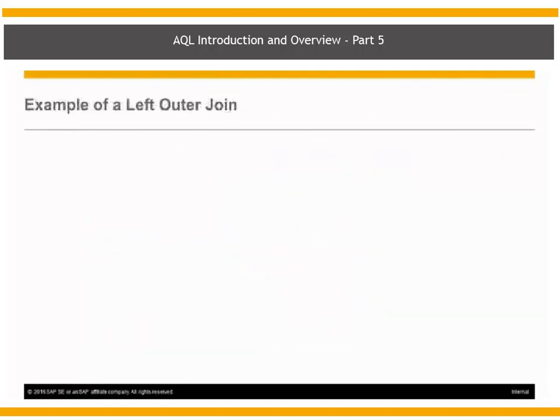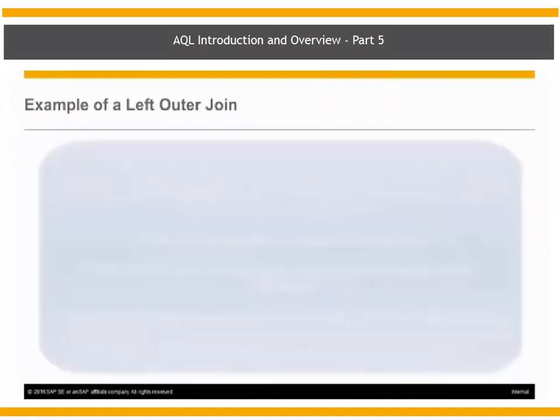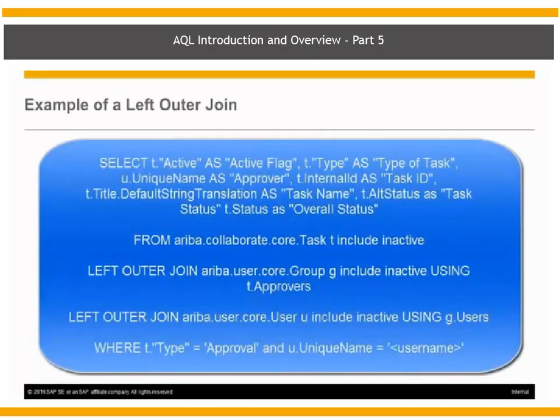For example, to find all of the approved tasks for a particular user, we would need to pull data from 3 different classes. Our desired fields are active, type, internal ID, default string translation for title, alt status, status, and unique name of the user. However, the unique name is not present in the task class, and we need this information. But we do have an approvers field, which links to the group class, which in turn links to the user class. By using joins, we can link these 3 tables together to gather all the information we need. This is what the query would look like in Upstream.